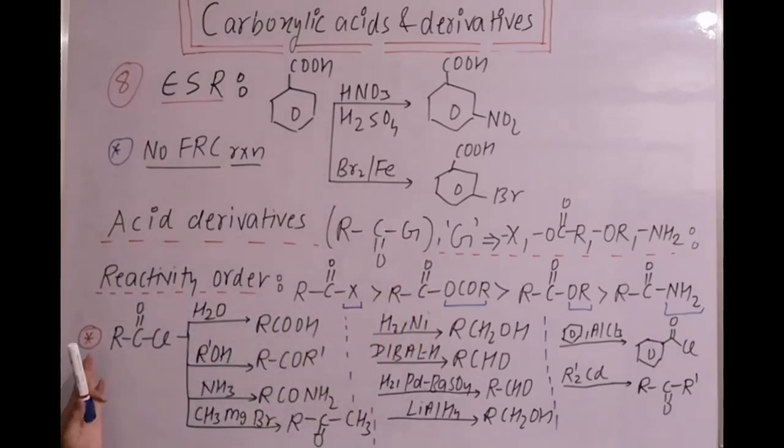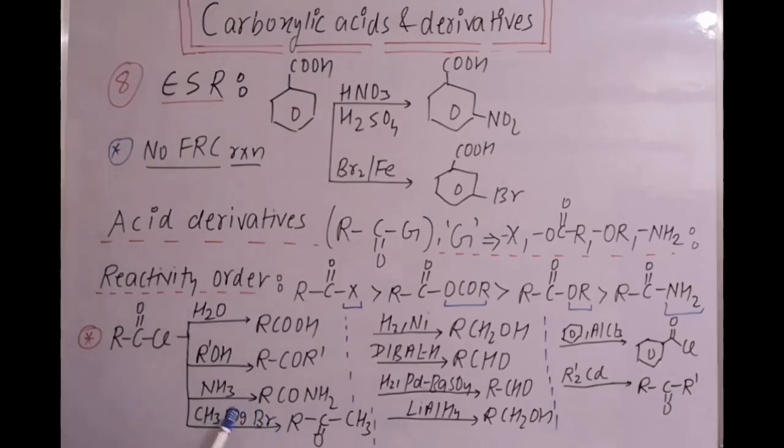Now here are some general reactions related to acid halide. Like first one, acid halide with H2O. Nucleophile will substitute Cl. What is formed? RC double bond O OH. Next is alcohol. Cl will be substituted by OR dash, ester is formed. With NH3, finally Cl leaves, NH3 will attack, and finally we get RCONH2.